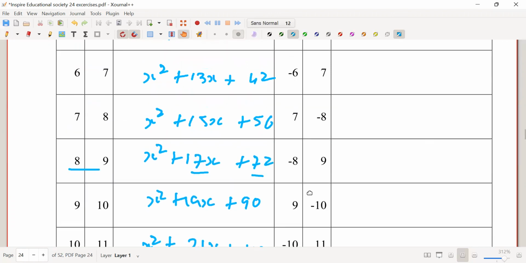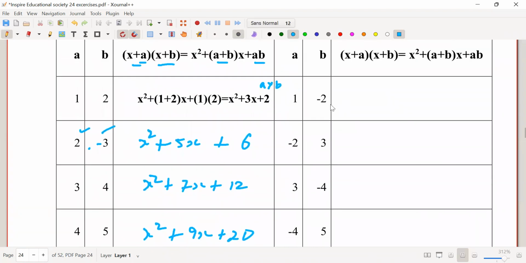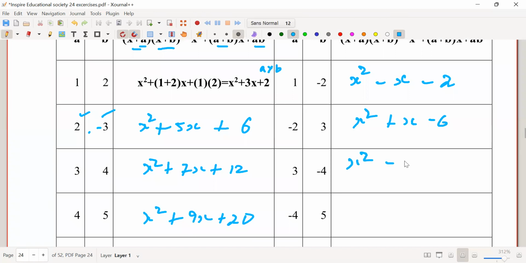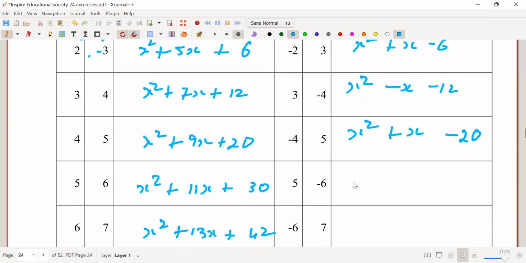Here, it is minus and plus. There are combinations of positives and negatives. So X squared is fine. 1 minus 2 is minus, so minus X. Plus into minus is minus 2. X squared plus X minus 6. X squared minus X minus 12. X squared plus X minus 20. X squared minus X minus 30.